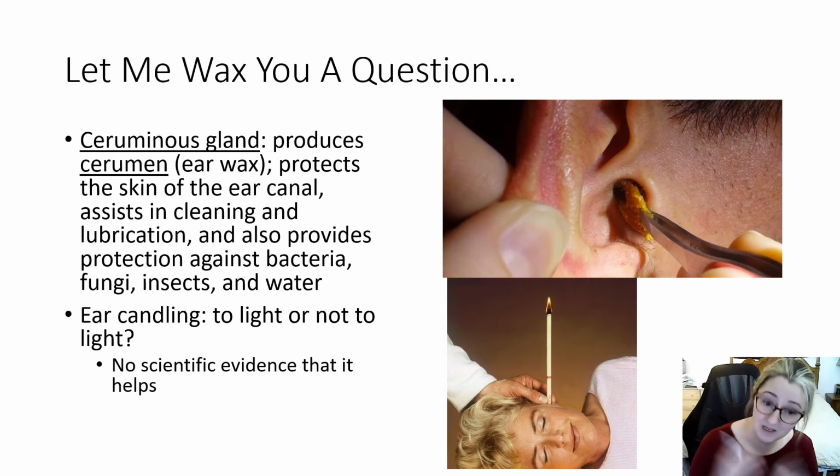So that's kind of the purpose of earwax, and also sort of a caveat: things get stuck in it, and sometimes you can have an overproduction of earwax, which can cause really large clumps of earwax and dirt to build up. One of the things I want to point out is that there's no real science to ear candling, which is what this lovely lady is doing here in this picture. It's supposed to pull your earwax and various things out of your ear, but there's not a whole lot of evidence to support that it actually does that.